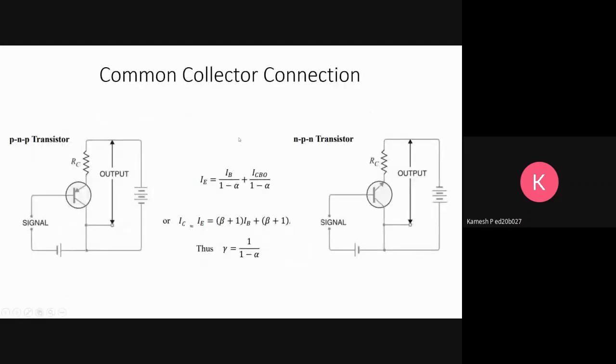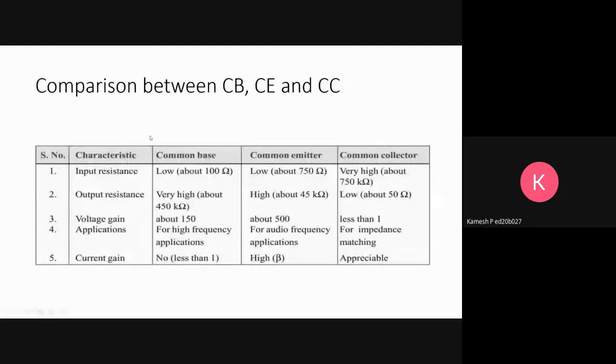So the common collector connection is less important than the other two connections. IE is equal to IB by 1 minus alpha plus ICBO by 1 minus alpha, and these are the formulas. Gamma is equal to 1 by 1 minus alpha, and beta is equal to alpha by 1 minus alpha. So this is the table which can come in the form of objectives.